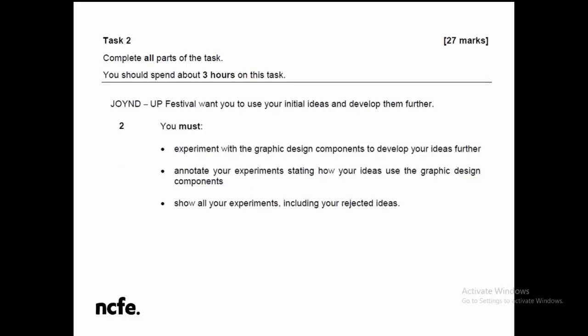Task 2 involves experimentation with the graphic components, and these are the 6 graphic components as stated throughout the qualification specification, which are colour, tone, line, composition, typography and imagery. Learners are required to annotate their experimentation and to include all experimentation, even rejected ideas.